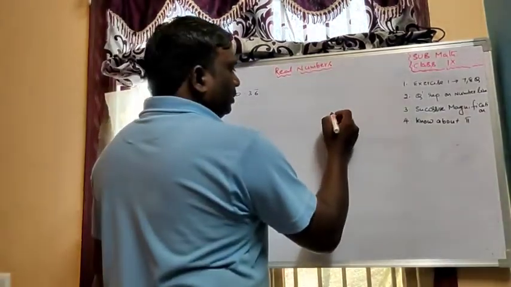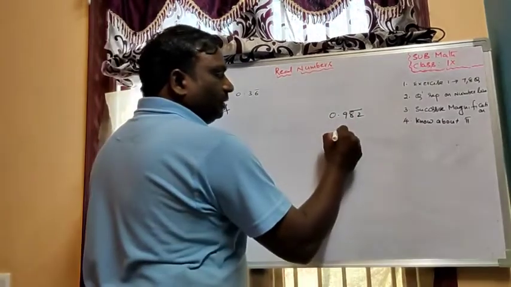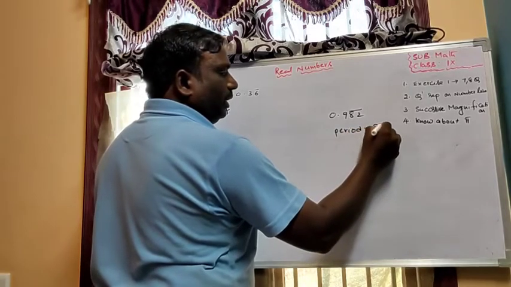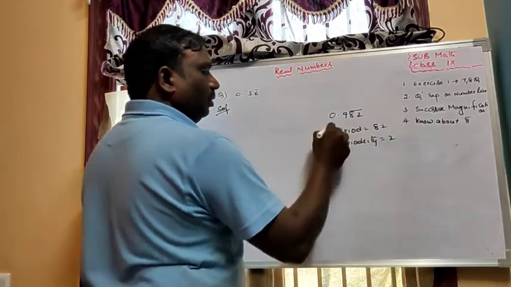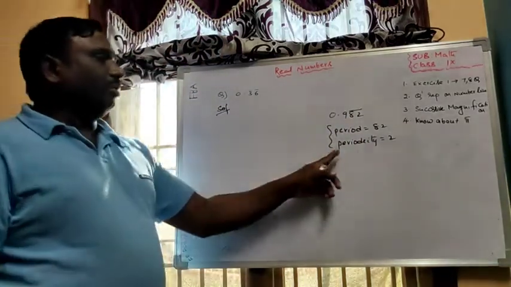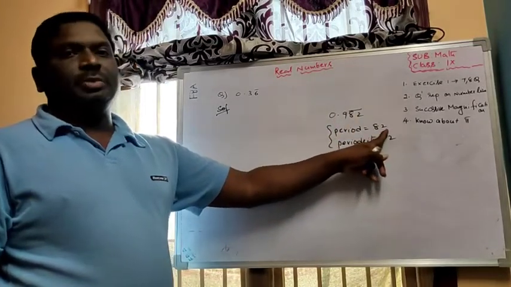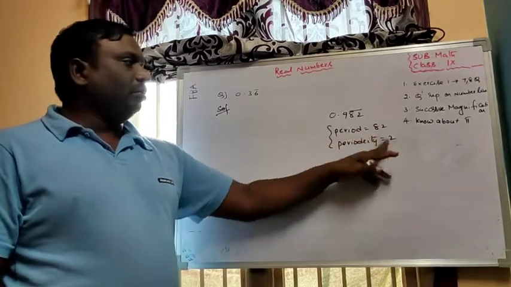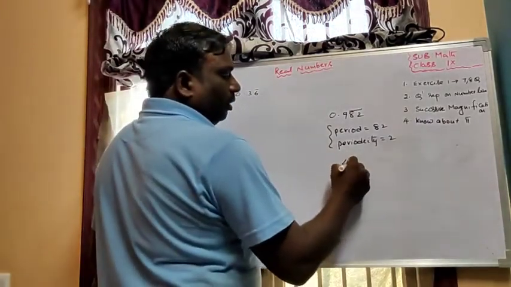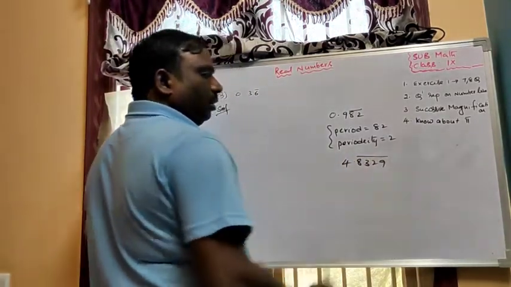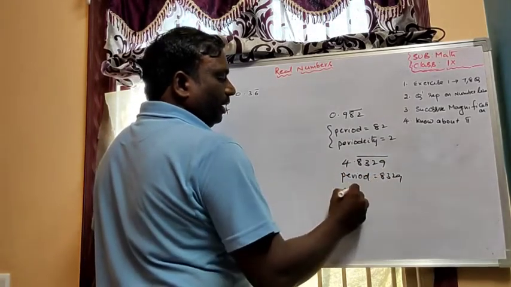Period and periodicity. See here, 0.982. For this question, the period is 82 and the periodicity is 2. Period means the digits that are repeating; those digits you write, that is the period. Periodicity is how many digits are repeating. Two digits are repeating, 8 and 2, that's why the periodicity is 2. One more example, 4.8329: the period is 8329 and the periodicity is 4.